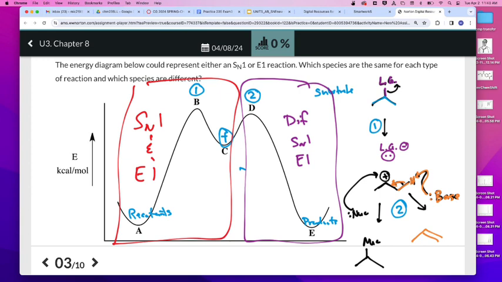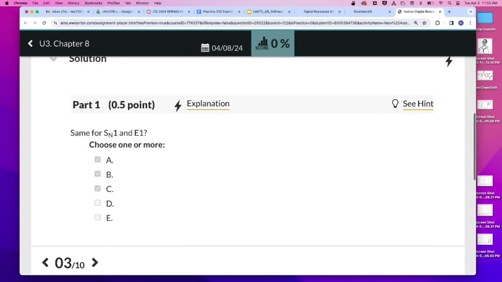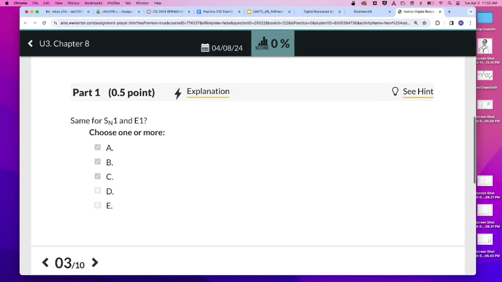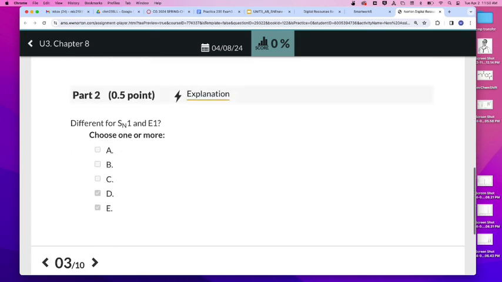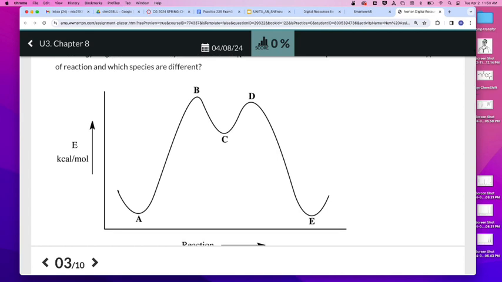Okay. And because it was specifically asked about this question, we'll scroll through to look at their answers so we can ensure we aren't doing anything misleading. So the same for SN1 and E1. As we went through and said, it was the first half, that was our ABC. And then the difference, D and E. I want to push on that difference, D and E. Okay? Let's think about that.